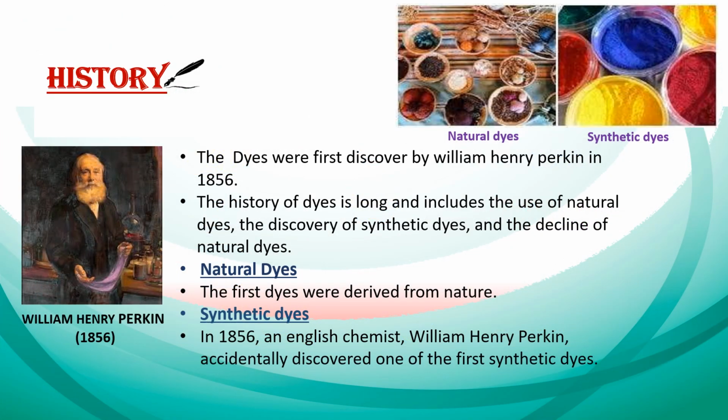William Henry Perkin is the first person, in the year 1856, who discovered dyes. There are two types of dyes in history: natural dyes and synthetic dyes. Natural dyes are derived from nature. Synthetic dyes: in the year 1856, an English chemist, as I told you, William Henry Perkin, accidentally discovered one of the first synthetic dyes.